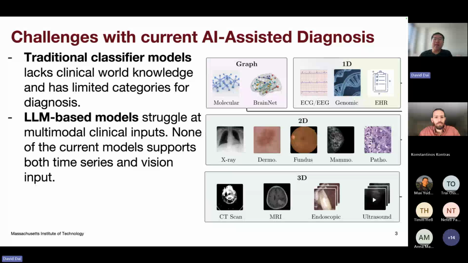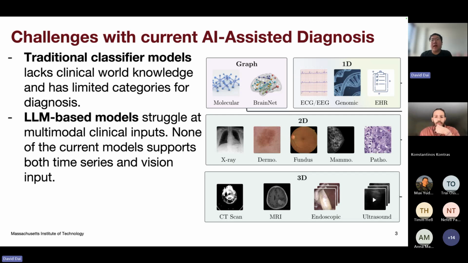There have been many attempts at developing multimodal diagnosis models. Traditional classifier models can only diagnose diseases that they have been trained on, which requires extensive training data for each disease category. So it's usually constrained to a small subset of diseases.